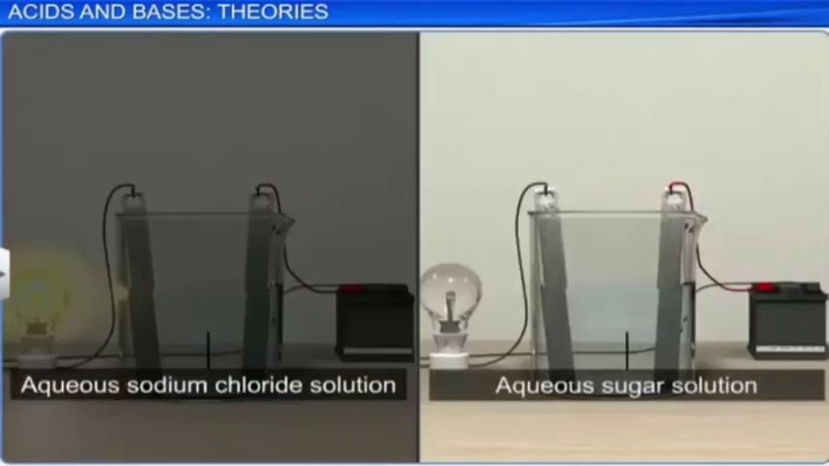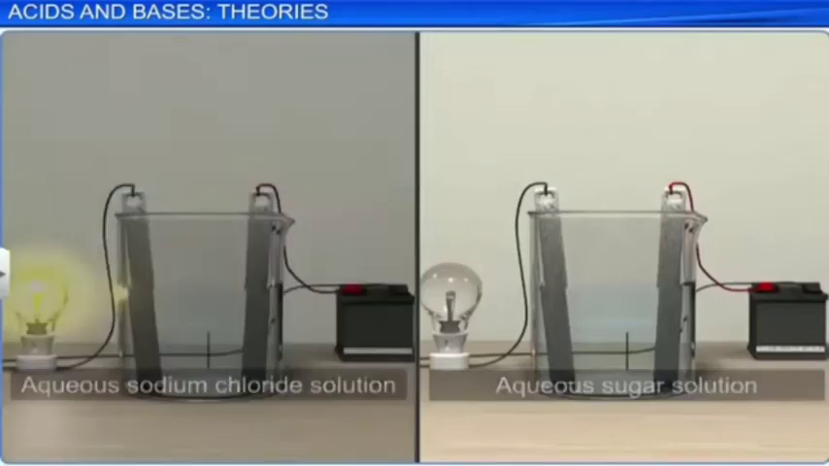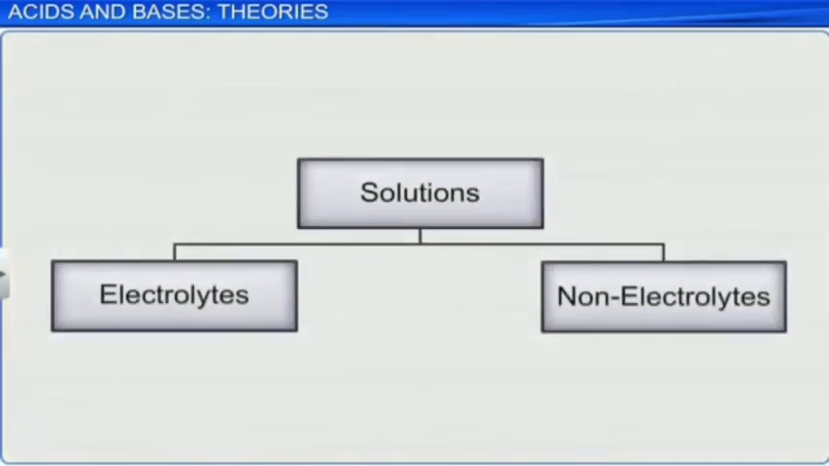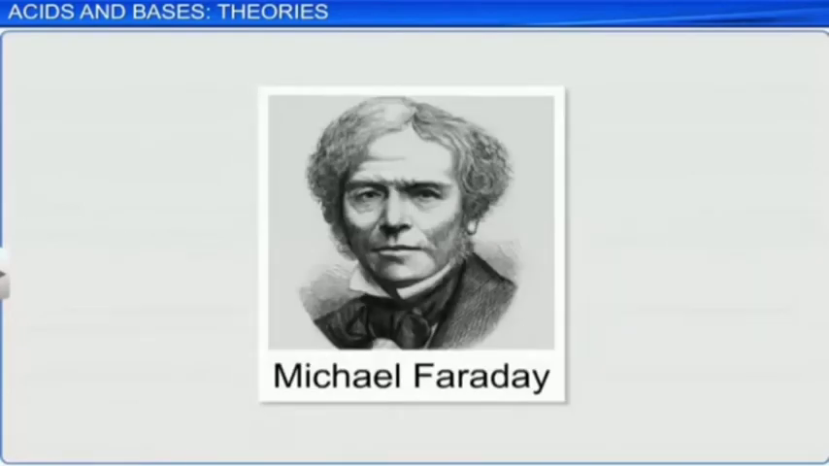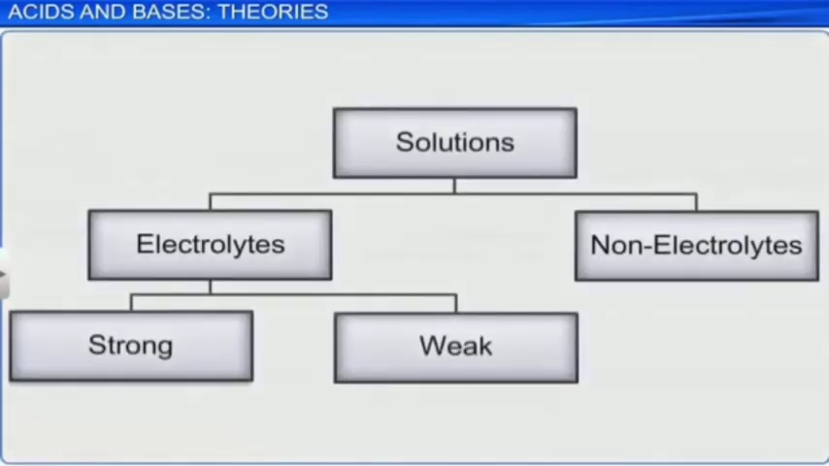Substances like NaCl which conduct electricity in their aqueous solutions are called electrolytes, and molecular compounds like sugar which do not conduct electricity are known as non-electrolytes. This classification of substances into electrolytes and non-electrolytes based on their ability to conduct electricity was made by English chemist and physicist Michael Faraday. He further classified electrolytes into strong electrolytes and weak electrolytes.